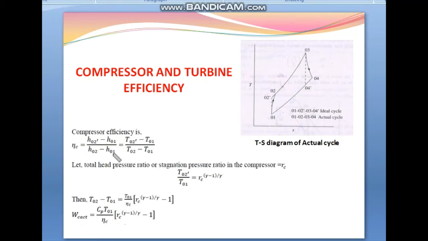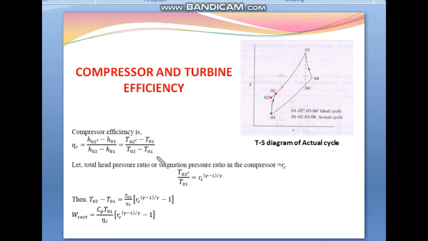Now we are converting this enthalpy into temperature. This point temperature is T1, the temperature at this point is T2 dash, and this point temperature is T2. So T2, T2 dash, and T1. The compressor efficiency becomes T2 dash minus T1 by T2 minus T1.